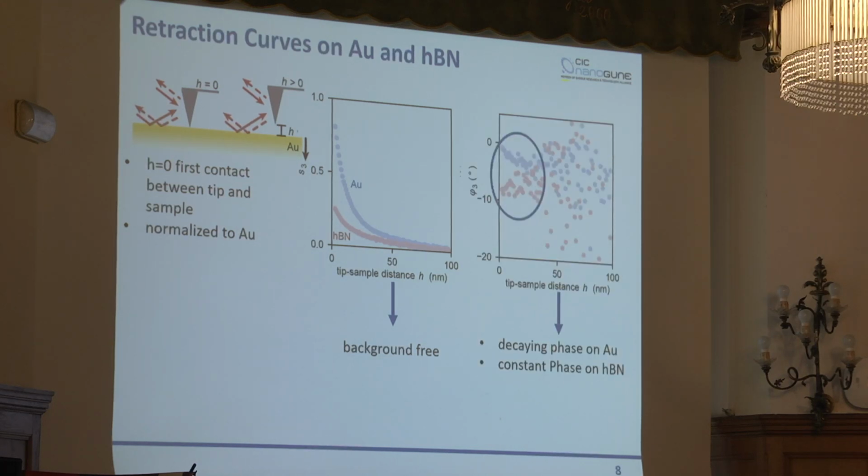Now we can look at the phase. And what you can see here in the starting region, where we still have a lot of near-field signal, is, so the blue curve is the phase on gold. You see that it's dropping here by a few degrees. If you look at the phase on HBN, you see that it's basically constant.